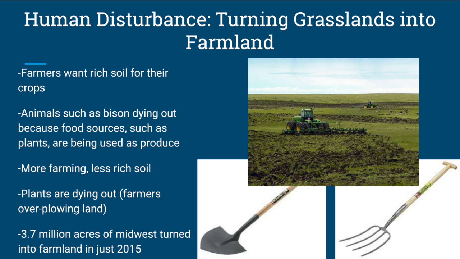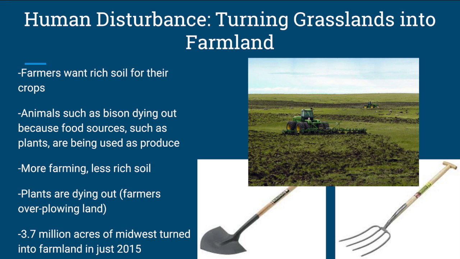Human disturbance turning grasslands into farmland. Farming is taking over the temperate grasslands. One major issue that the temperate grasslands are currently facing is the human interaction with this biome and people's desire to turn the land into farmland. The Great Plains in the U.S. are under a big threat due to overplowing.